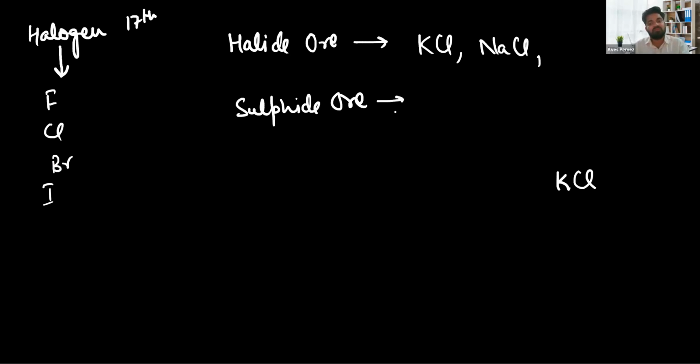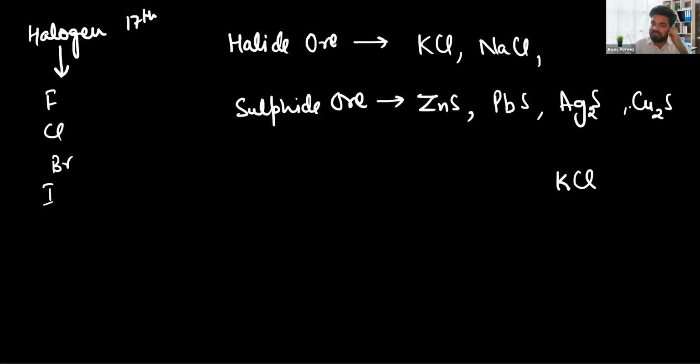What are sulfide ores? Sulfide ores are those ores that are bonded with sulfur, for example zinc sulfide, lead sulfide, Ag2S, Cu2S, copper pyrite. So these are the sulfide ores.